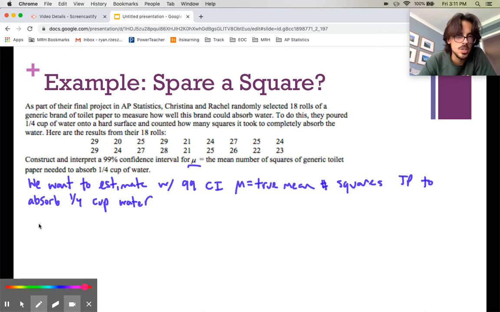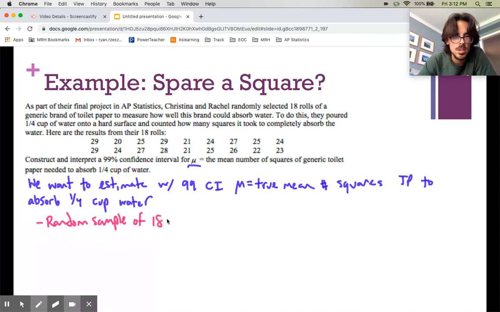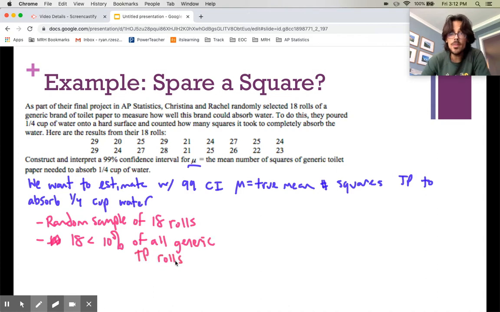Then it's time to check our conditions. So when we check our conditions, first of all, it's a random sample of 18 rolls. That's good. 18 is less than 10% of all generic TP rolls. And then we have our third condition. It doesn't say the population of number of squares is approximately normal. It doesn't do that for us. It also is only 18 rolls. It's not enough to hit that 30 threshold.